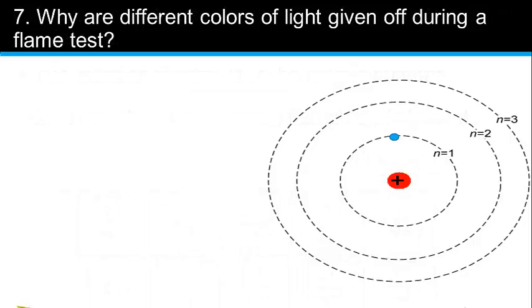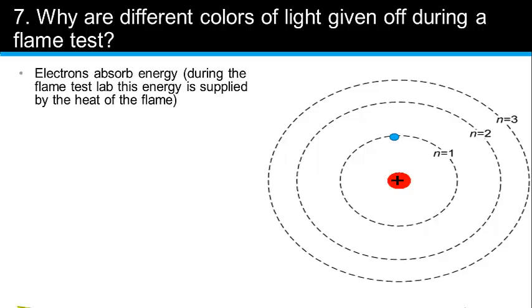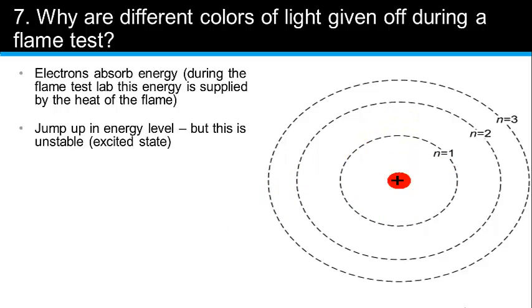Next one, why are there different colors of light given off during a flame test? So in a flame test, we take metal atoms and we burn them in a flame. According to the Bohr model of the atom, I've got a nucleus in the middle with my electrons traveling in energy levels around the nucleus. So in the flame test, when an electron absorbs energy, it's being supplied by the heat of the flame. This causes the electron to jump up in energy level, but this is unstable. So we call this the excited state.